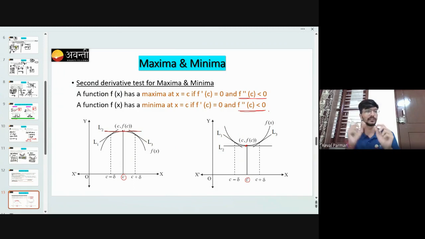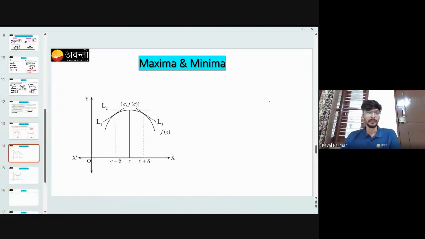So when we get those stationary points, then what can we say? We can now check the double derivative. If the double derivative is positive, minima; negative, maxima. It is just the opposite. Greater than 0, so minima. Less than 0, so maxima. Chalo, let's start. Here, it is a graph for explaining the double derivative.